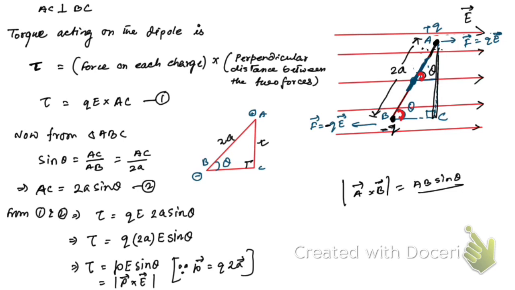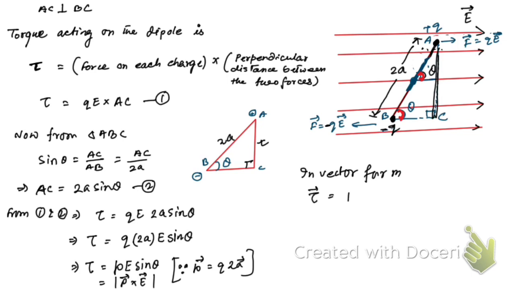That's why, when you write in vector form, torque tau is equal to P cross E. So hope you have understood. This is the vector form, and this is the scalar, right? So hope you have understood this.